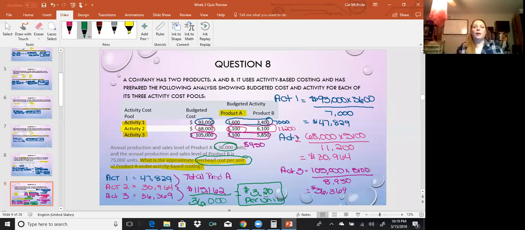So you have to figure out the total cost for activity 1, activity 2, and activity 3 for product A. Add them together. That gives you your total cost for manufacturing product A. And then you divide it by the number of units you've produced to get a per unit cost. So for product A, our estimate is that it costs us $3.20 per unit in overhead.